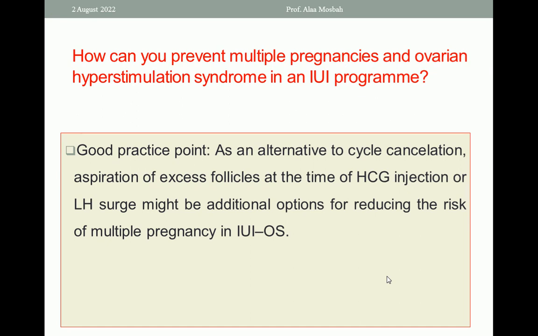Okay, if there is more than two dominant follicle more than 15 millimeter and you are afraid from ovarian hyperstimulation, the multiple pregnancy and so on, we said before, withhold the IUI because of this. Or if you have more than 5 follicle more than 10 millimeter, withhold IUI because you are afraid from the multiple pregnancy and ovarian hyperstimulation. But there is another solution, is to aspirate the excess follicle at the time of HCG injection or LH surge to reduce the risk of multiple pregnancy. Okay, this is an option.